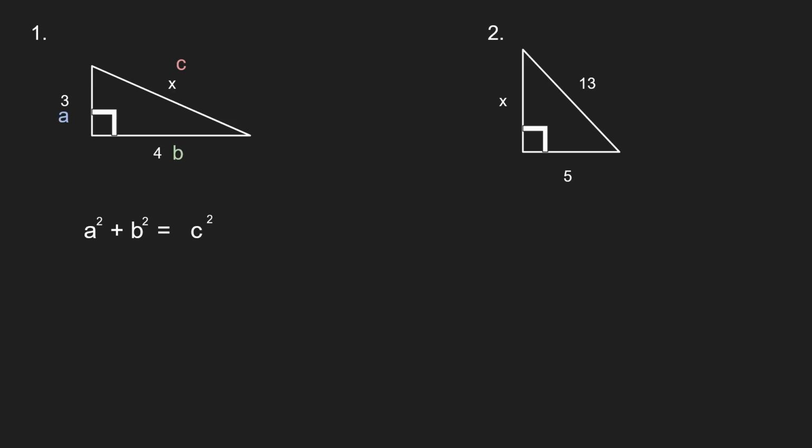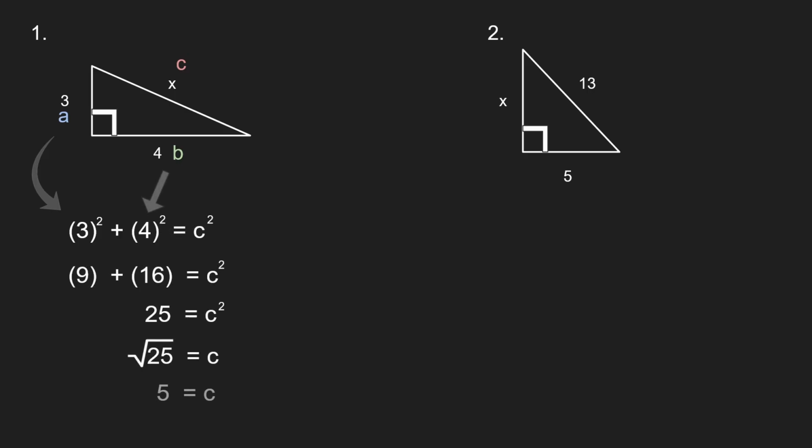Then we're going to put the values we know in the formula. The 3 in the A and the 4 in the B. After that, we solve the equation. For the math pros, this is not the complete way to solve it, but it's what we need for now. And that is the answer.